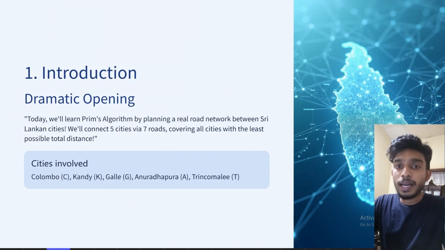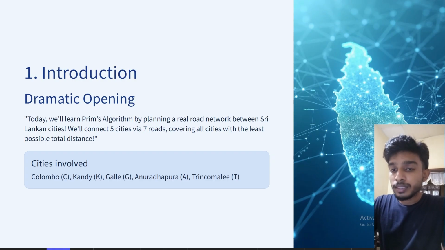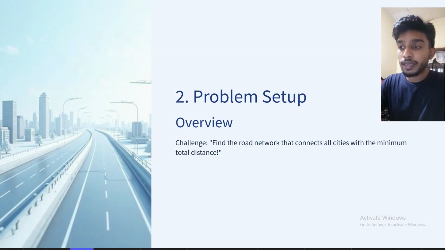Now we will learn Prim's algorithm by planning a real road network between Sri Lankan cities. We will connect 5 cities via 7 roads, covering all cities with the least possible total distance. We have 5 cities: Colombo, Kandy, Galle, Anuradhapura and Trincomalee. We use the first letter for these cities to make it easier to understand. The problem is to find a road network that connects all cities with the minimum total distance.